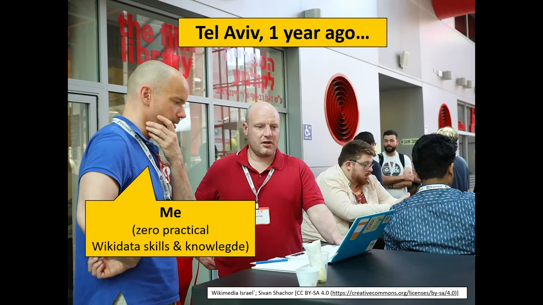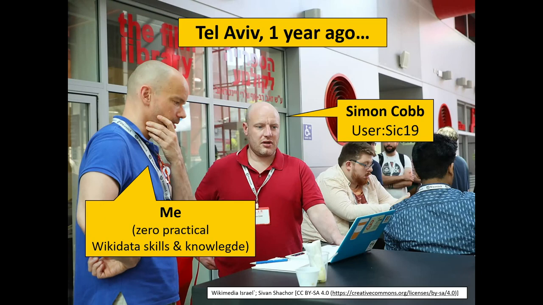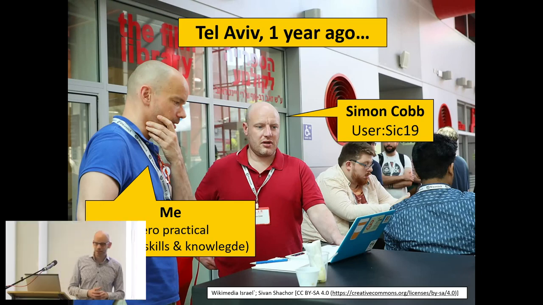And a year ago, I didn't have any practical knowledge and skills about Wikidata. I looked at Wikidata, and I looked at the items, and I played with it, but I wasn't able to make a SPARQL query, or to do data modeling, or to write a shape expression. That's a year ago. And on the right-hand side, that's Simon Cobb, user SIC19.